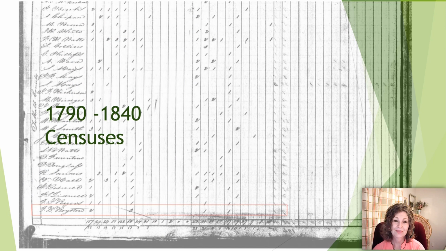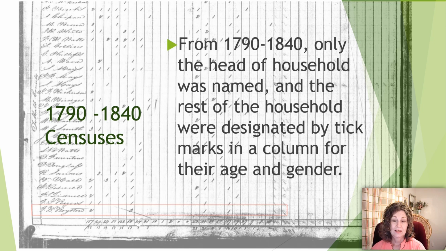The 1790 to 1840 censuses. This is what it looks like. We have head of households on the left, and then we have a bunch of tick marks and numbers representing our household. This is kind of one of the conundrums of this type of research, that we only have the head of household. But we do have some strategies that we can use to figure out who is who and to get some clues about these families, even though we don't have names of anyone other than the head of household.